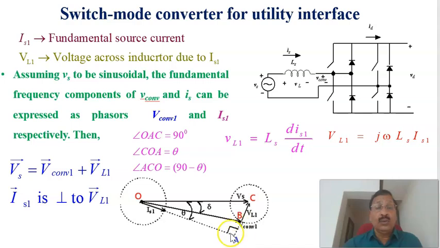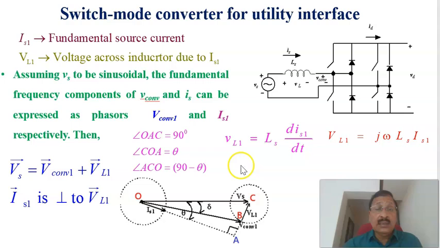In triangle OAC, this angle is equal to 90 degrees, and the corresponding angle COA is the phasor angle between the fundamental AC voltage Vs as well as the fundamental current Is1. That angle is represented as theta. So for this 90 and this angle theta, from this triangle, angle ACO is equal to 90 minus theta.